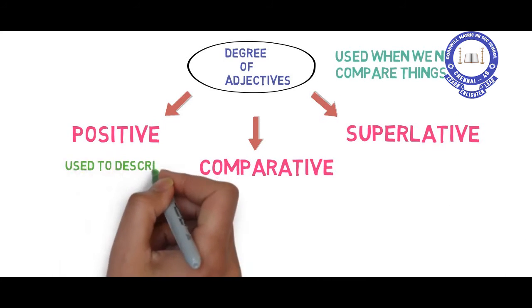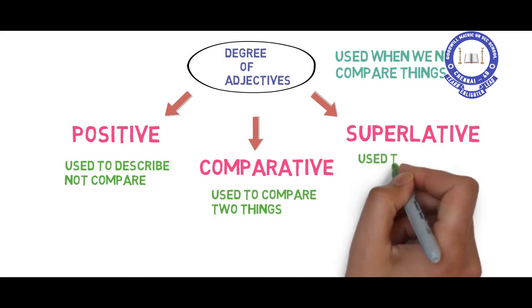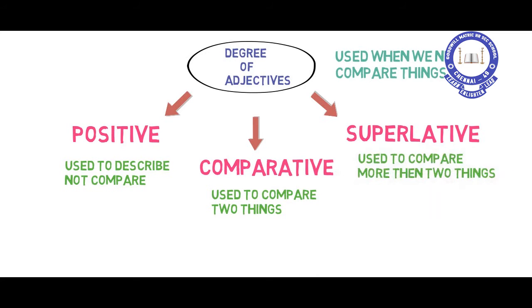So I'll tell you. First is positive degree. It is used to describe a noun, right? It is not used to compare anything. So your first degree, that is positive adjective, we are using only to describe the person or a thing. We are not going to compare it. Next one is comparative degree. So here in the name itself, you know, comparative. In this degree, it is used to compare 2 things. And the third one is superlative degree. Superlative degree is used to compare more than 2 things.